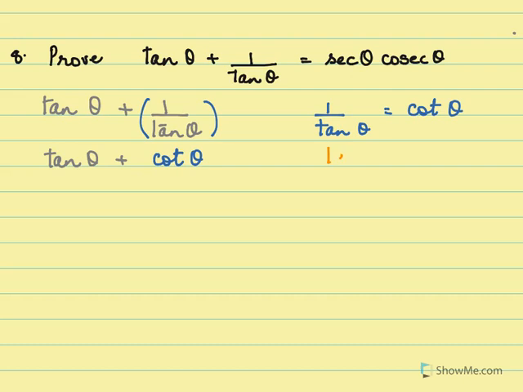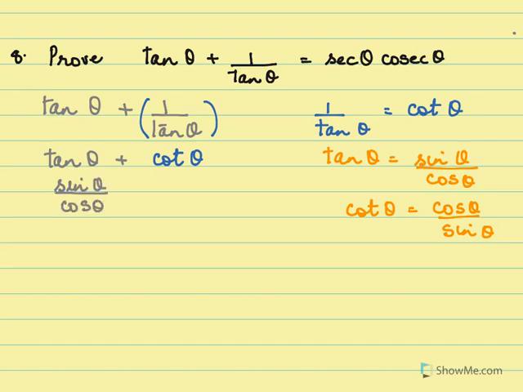Another thing now to recollect. Do you recollect what tan theta was again? Tan theta was also sine theta over cos theta. If tan theta is sine theta over cos theta, what would cot theta be? Cot theta will be cos theta over sine theta because they are reciprocals. So now for tan theta, I'm going to put sine theta over cos theta. And for cot theta, I'm going to put cos theta over sine theta. I'm going to take my LCM. This is cos theta, sine theta.